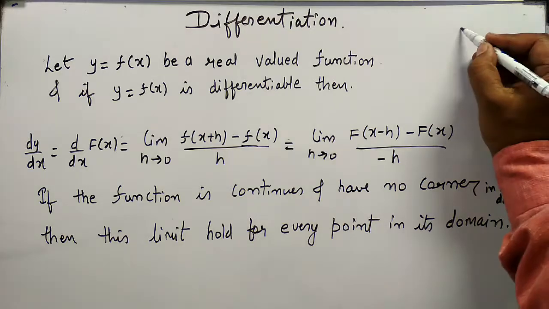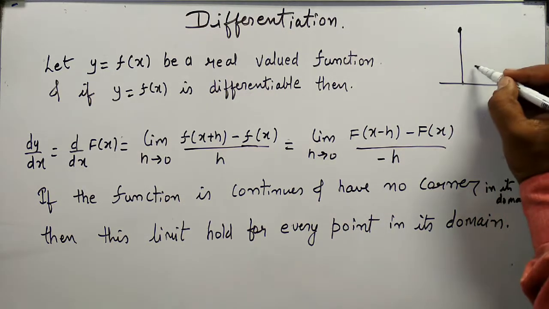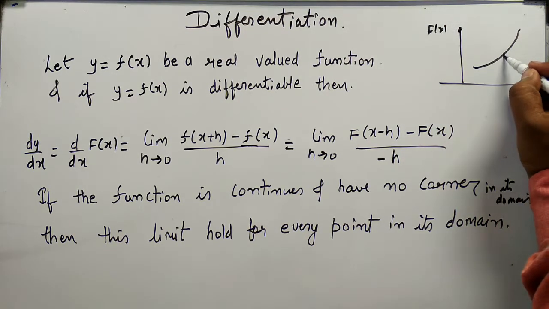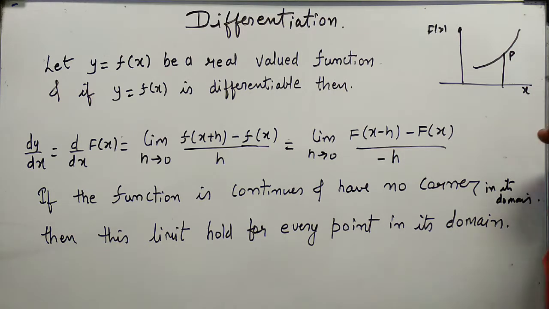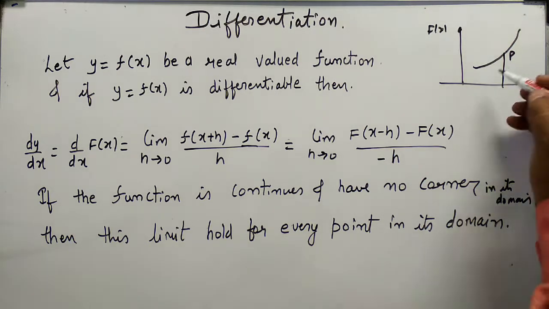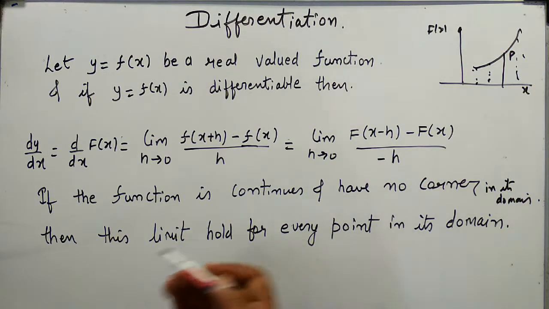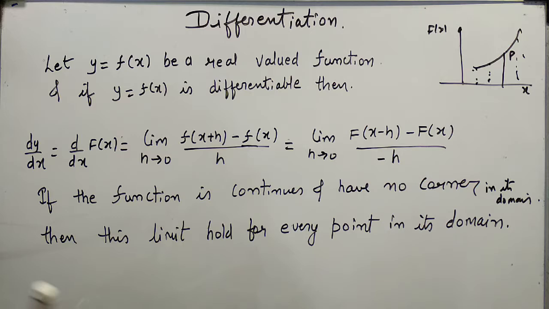Like in the previous video we checked the differentiability of this f(x) versus x at a point say P. Now the same differentiability can be checked at any point in its domain, or if a function is continuous and has no corners in its domain, then the function is differentiable in its domain. Now we are going to discuss the property of differentiation based on the type of the function. So I am drawing this.